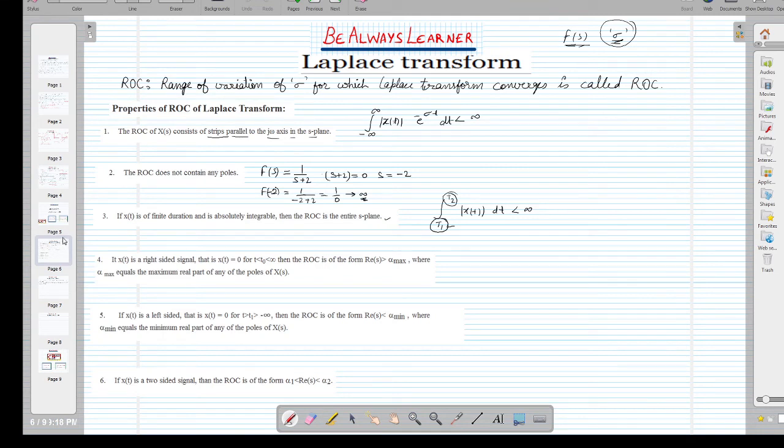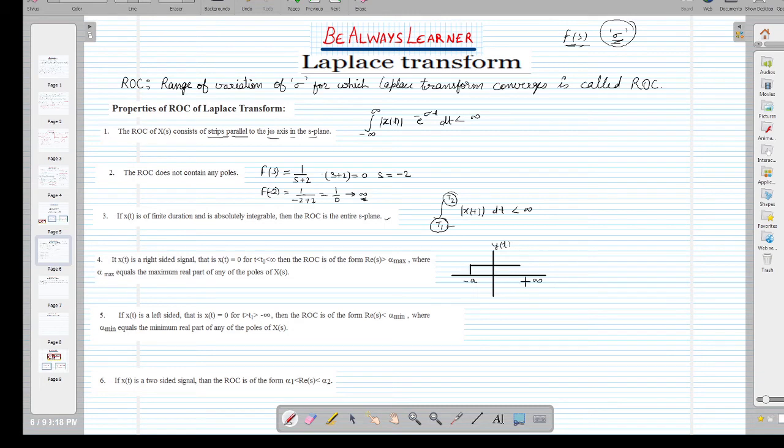To understand it more clearly, we can take an example. Suppose we have a signal, and it is a right-sided sequence like this. Right-sided sequences are those sequences which have a finite value on the x-axis up to plus infinity. We are having a certain signal.